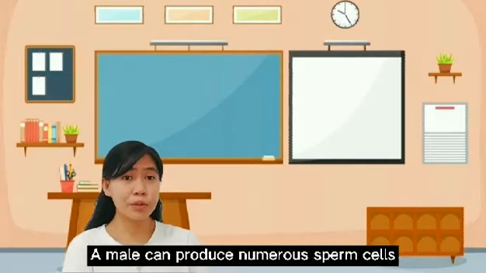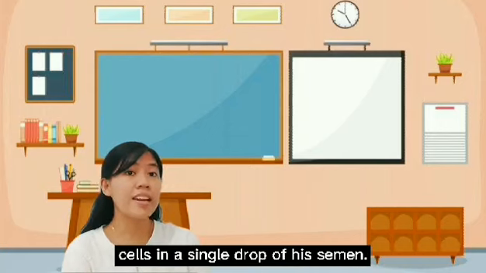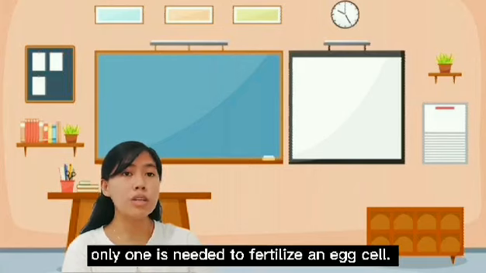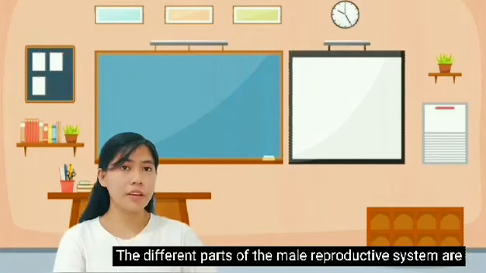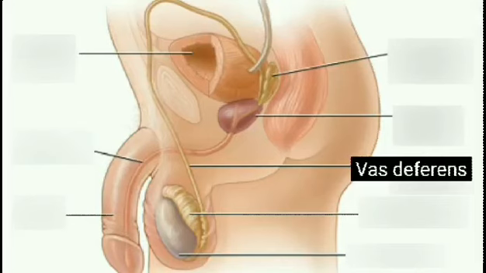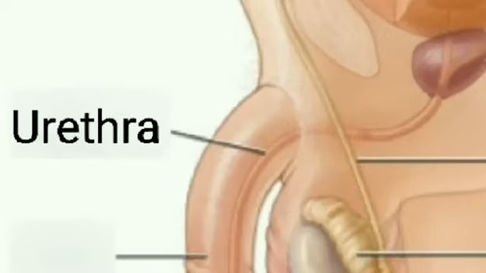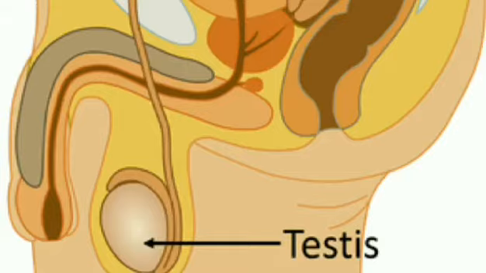A male can produce numerous sperm cells, and an average man can have approximately 5 million sperm cells in a single drop of his semen. Out of these millions of sperm cells, only one is needed to fertilize an egg cell. The different parts of the male reproductive system are seminal vesicles, vas deferens, prostate gland, Cowper's glands, penis, urethra, epididymis, glans, scrotum, and testes. Functions of the male reproductive system.